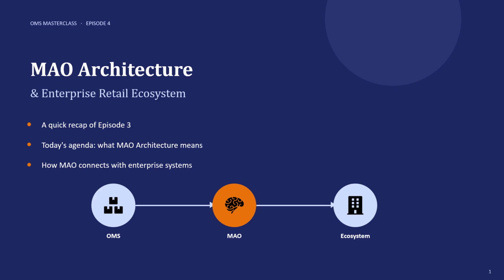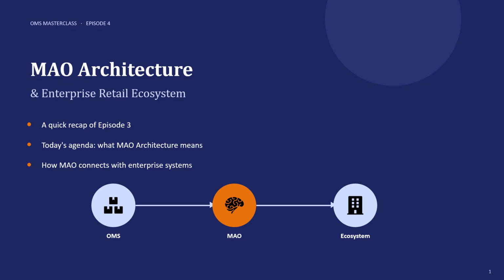In the last episode, we understood what Manhattan Active Omni, or MAO, is and how it helps retailers manage the complete order life cycle. Now, in this episode 4, imagine this. You have joined a new MAO project. During your first KT session, someone opens an architecture diagram. Suddenly you start seeing names like ERP, RMS, WMS, GTN, MuleSoft, payment systems, and a few more. At this point, you might be thinking, I thought I joined an MAO project. Then why are there so many applications and what exactly is MAO doing?